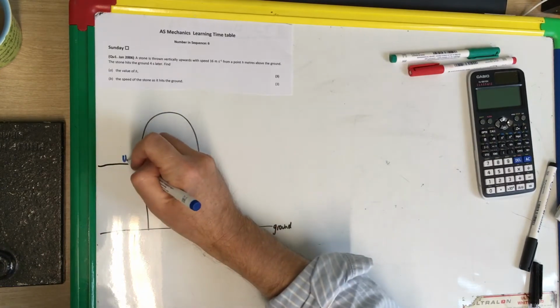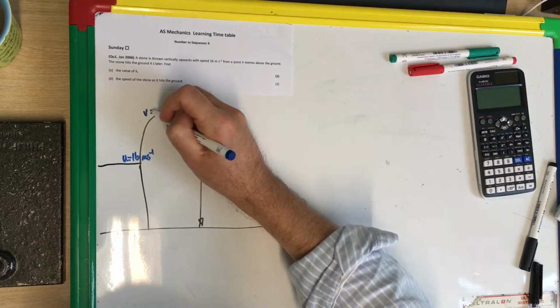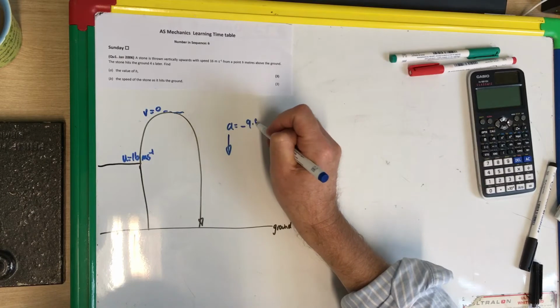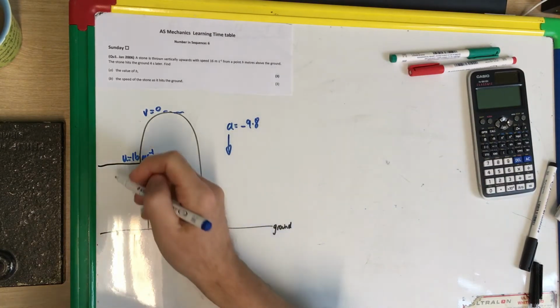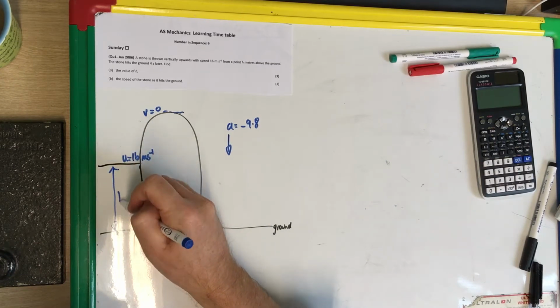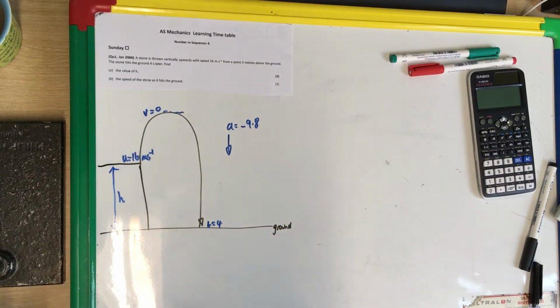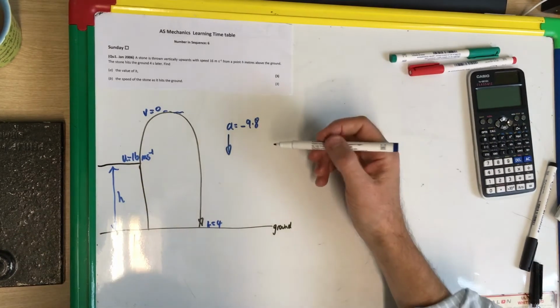Let's get some speeds on there. So U was 16 metres per second, the -1. V is 0 at this top point, isn't it? The acceleration is going to be -9.8. That's what we're going to use in our formulas. And the height here is there, and it hits the ground, so T is 4. So it takes 4 seconds, and we've got to find the value of H.